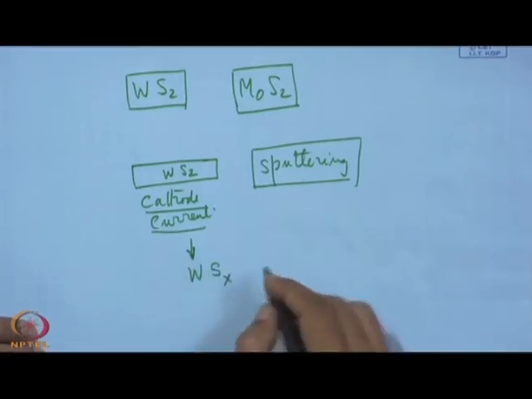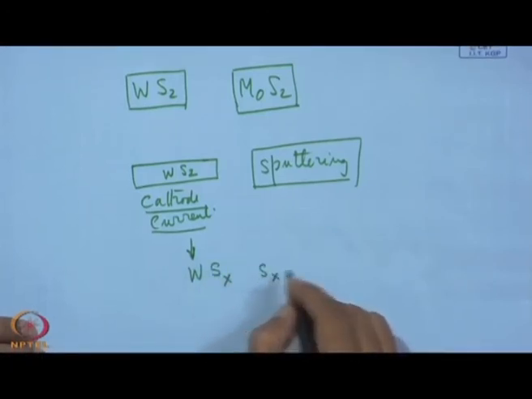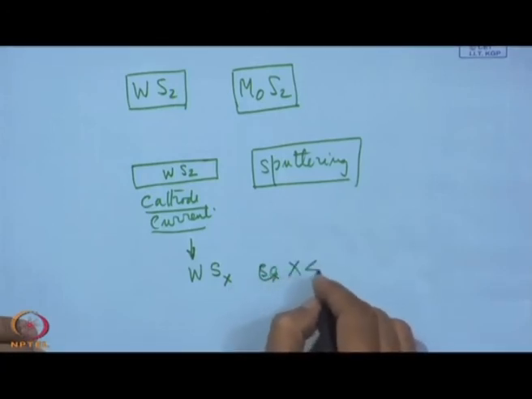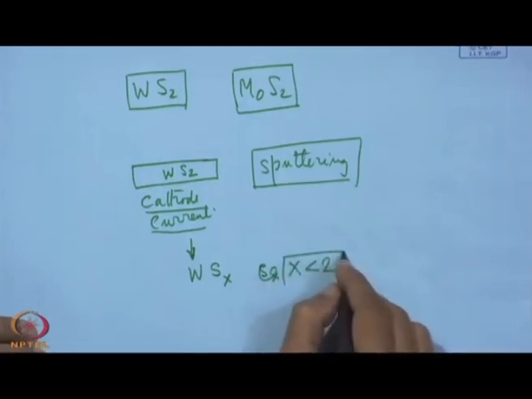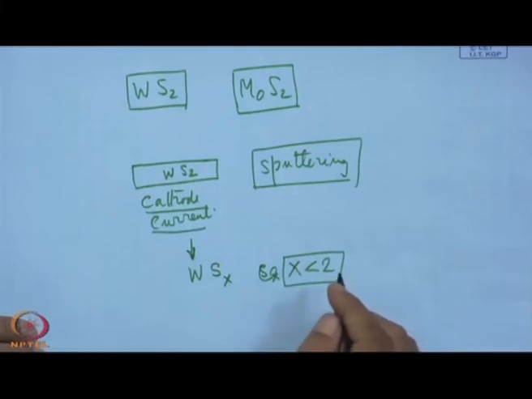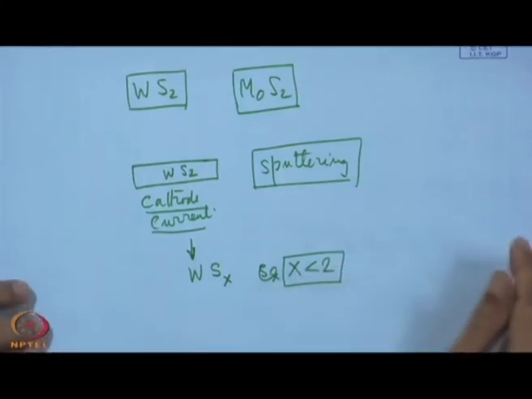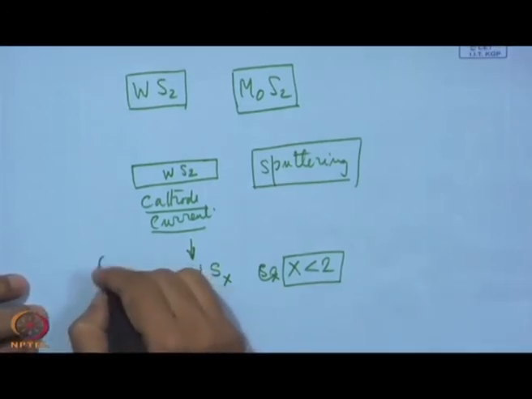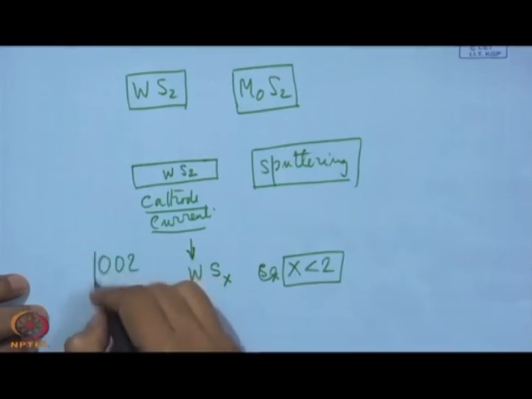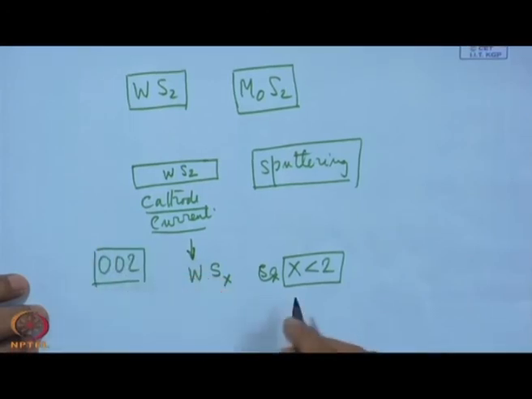So, it is WSx where x is less than 2. Now, the question is how far we can allow the value of x to go below 2. Here we have to see that if the preferable basal plane, which is the 002 plane, is parallel to the substrate surface, then as such no complication will arise.